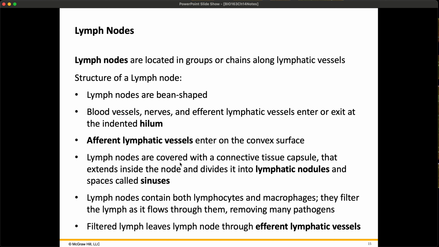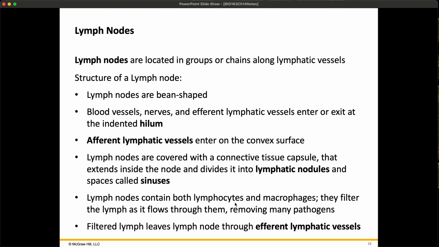They're covered with that connective tissue capsule. It extends inside of the lymph node to create lymphatic nodules and sinuses, those little open spaces, so that lymph can be further divided. Because when you're just looking at one big mass of fluid, it's hard to really see if there's any pathogens in there. But once you split it up into five or six smaller pools, it's a lot easier to filter and sift through. So lymph enters through the afferent vessel, gets divided into all these lymphatic nodules for filtration, and then exits through the efferent vessels.